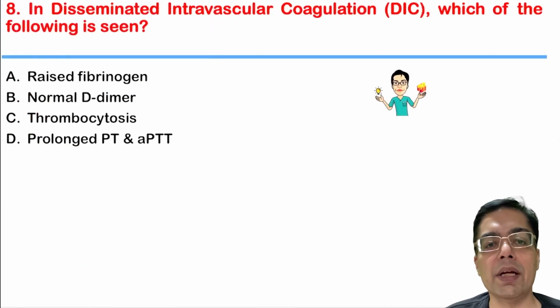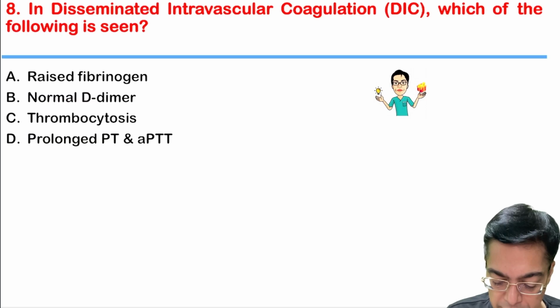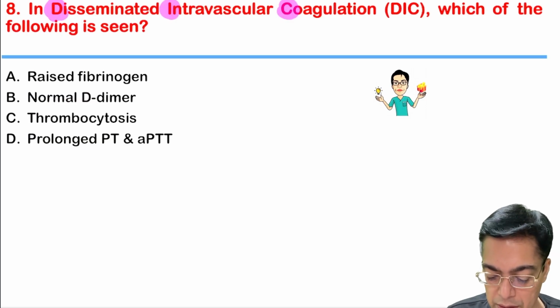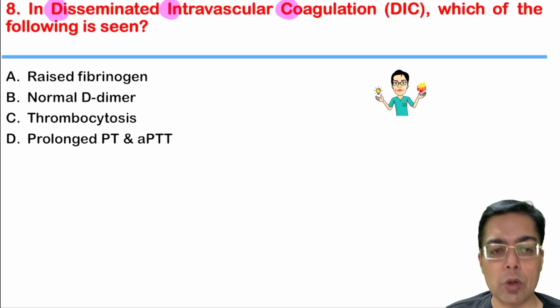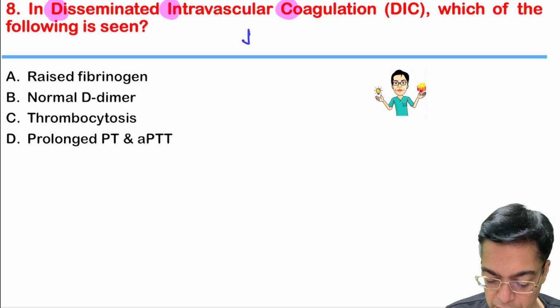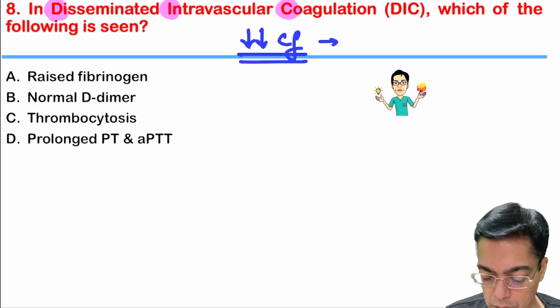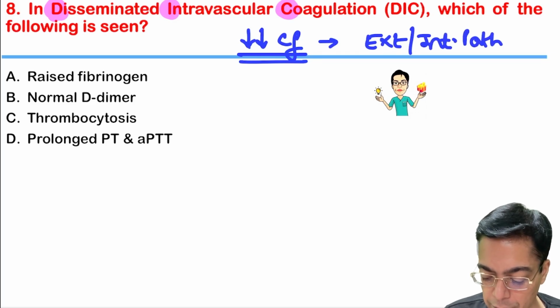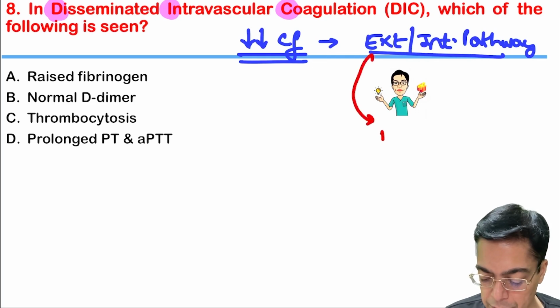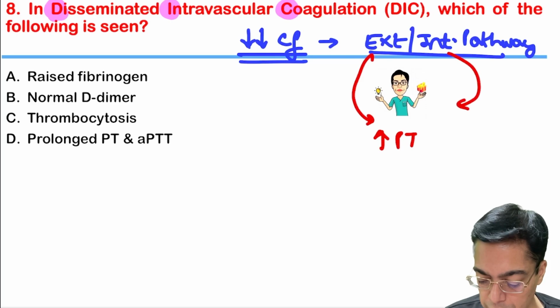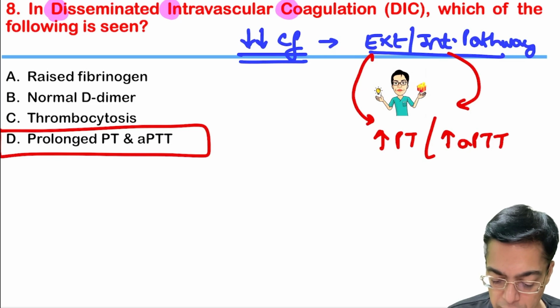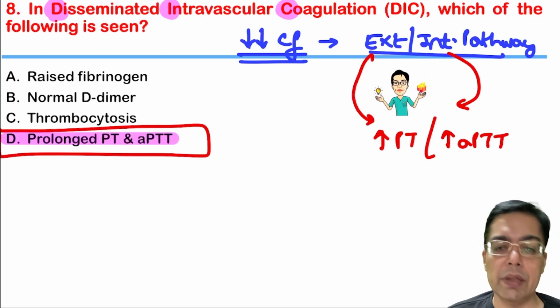Talking about the next one, in disseminated intravascular coagulation, which of the following is seen? Now, DIC or disseminated intravascular coagulation is a term that you will hear in the critical care setups. In this particular condition, these patients are going to be having a deficiency of clotting factors. If I'm having a deficiency of clotting factors, that means what? That means both extrinsic as well as intrinsic pathway is affected. Because of extrinsic pathway involvement, increase in the value of PT. Because of intrinsic pathway involvement, increase in the value of APTT. So the finding that is going to be seen in these patients will be prolonged PT and APTT value in case of DIC.